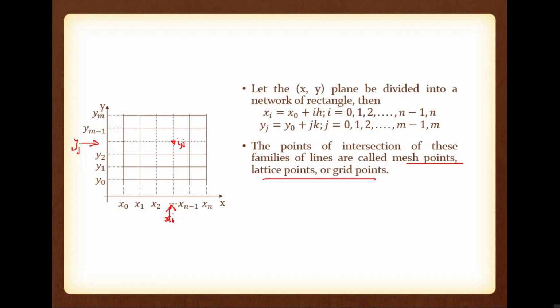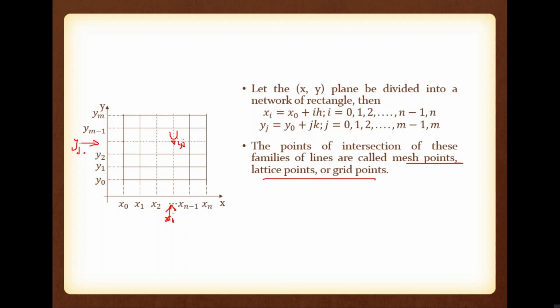Now corresponding to xi and yj, you have a particular value. So the value of u corresponding to xi and yj is marked here. We are not drawing a u axis here. Instead of that, we are labeling that value here. So we can label the value of u corresponding to xi and yj as uij. Uij means the value of u corresponding to xi and yj.